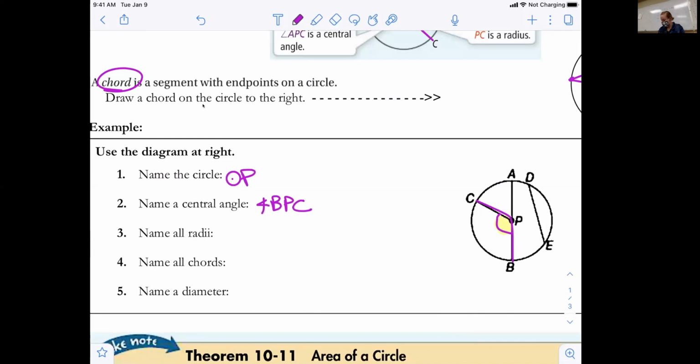Now I need to name all of the radii. Who can name one radius for me? Emma? AP works. Who can name another radius for me?